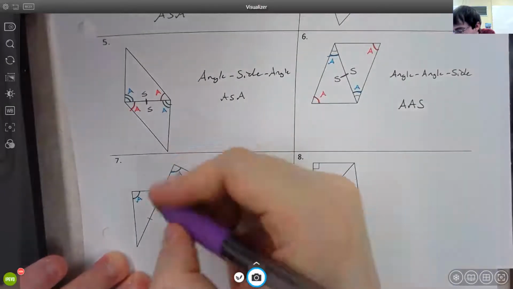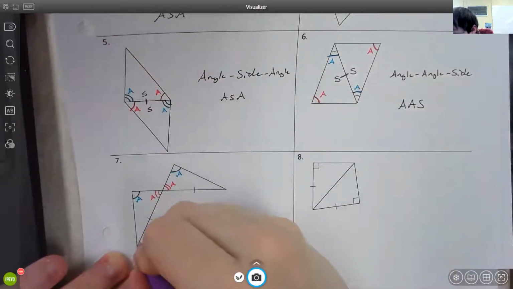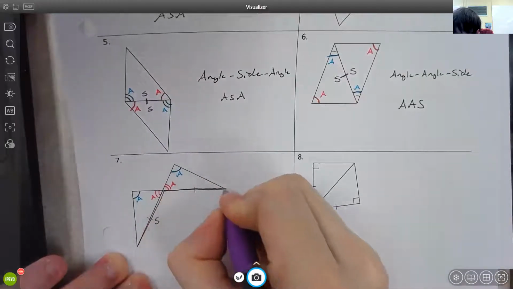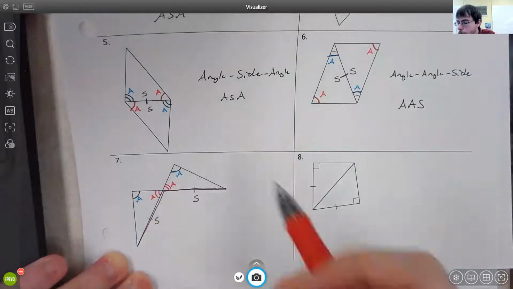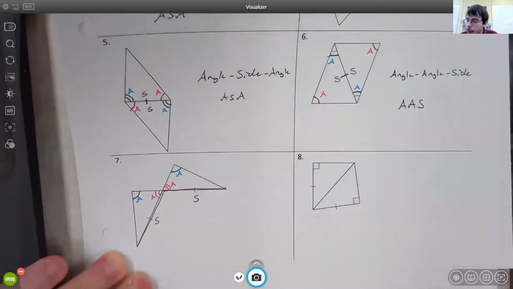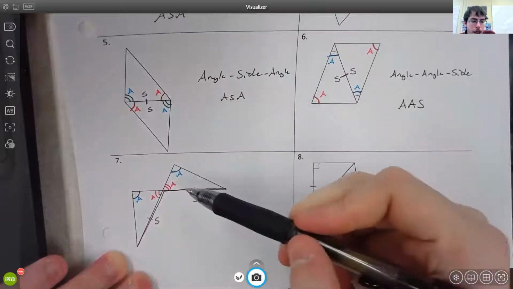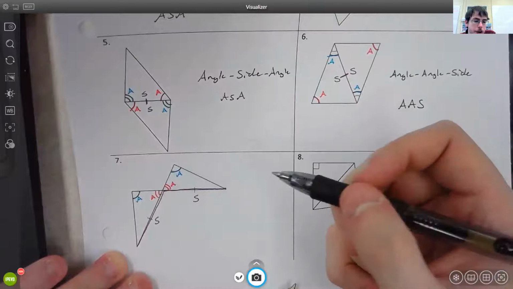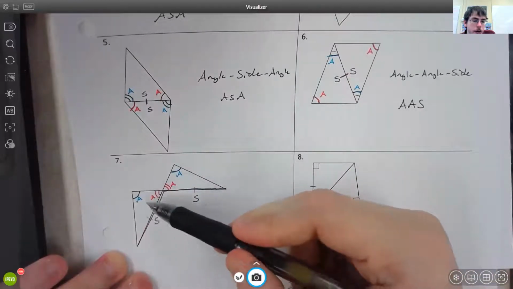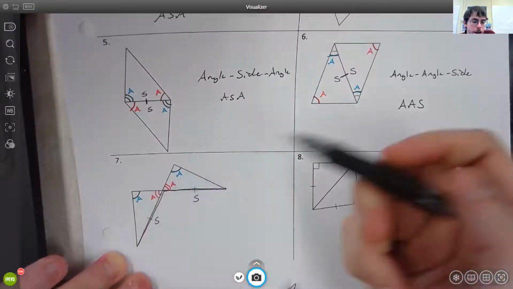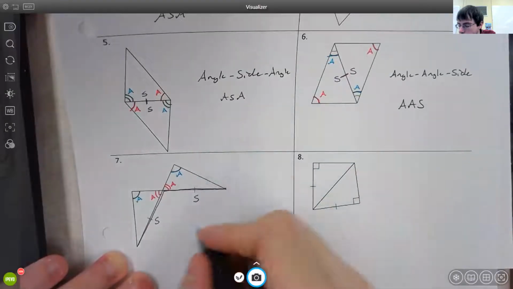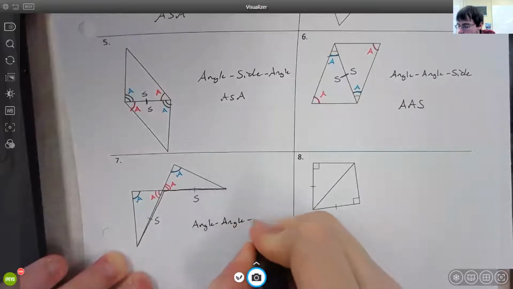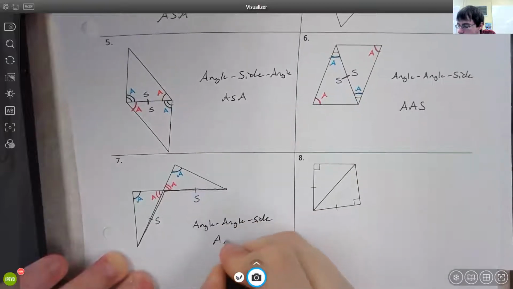And then we have a pair of congruent sides here. So we have two pairs of congruent angles, and we have one pair of congruent sides. Are those sides in between the two angles, or are they not between the two angles? Well, if we look here, this one's outside of the two angles, this one's outside of the two angles, so they match. So that means we're dealing with angle angle side once again, or AAS.